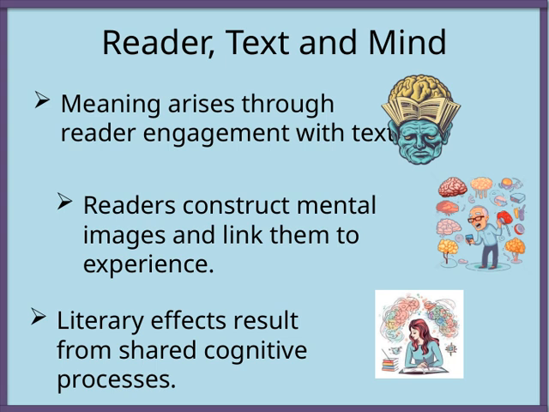It's also important to recognize that many literary effects, like mood, tone, or symbolism, result from shared cognitive processes. In other words, different readers can experience similar effects because their brains are engaging with the text in comparable ways. So, understanding these mental and cognitive connections helps us see how literature communicates and creates its impact. All of this ties back to the overall theme. Literature is a collaborative act between the writer's words, the reader's mind, and the shared mental images we create.